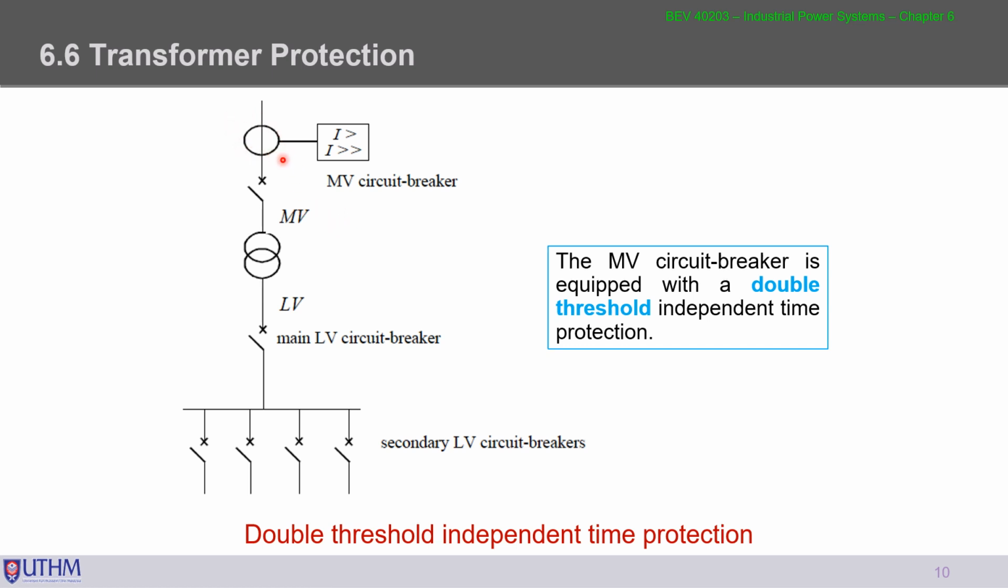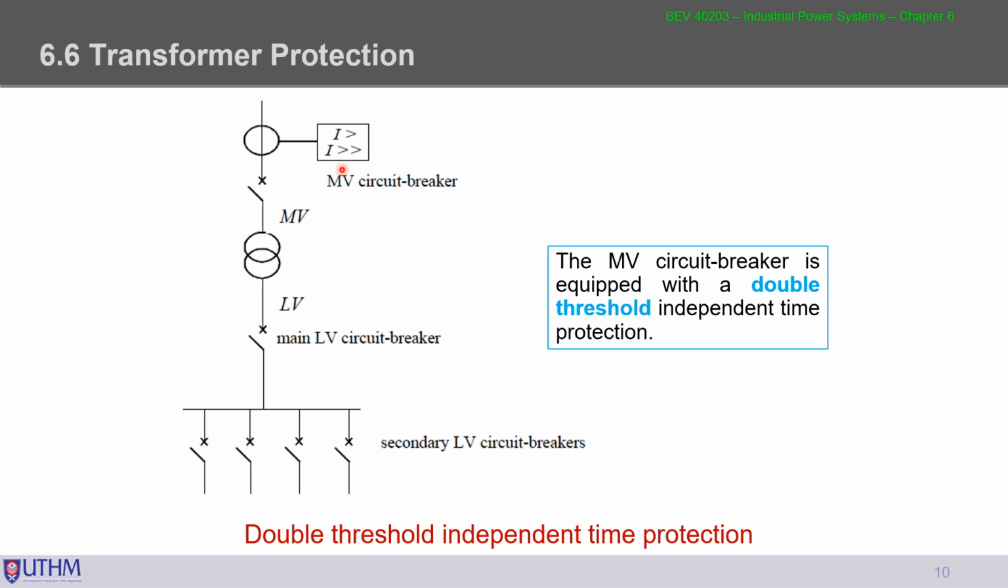We can see here, this is the MV circuit breaker. The MV circuit breaker is equipped with a double threshold independent time protection. That is the type of this transformer protection. Double threshold means that the setting is set into two settings. The first is for the smaller current value, and the other one is for the higher current.